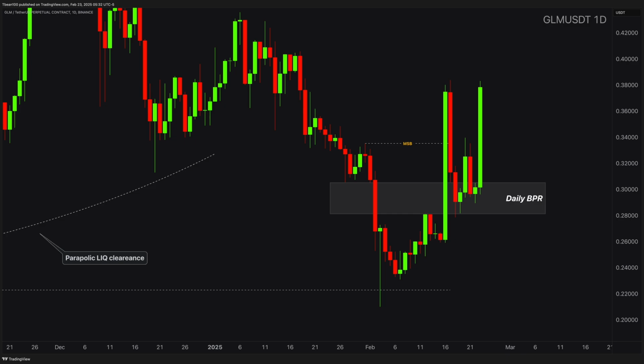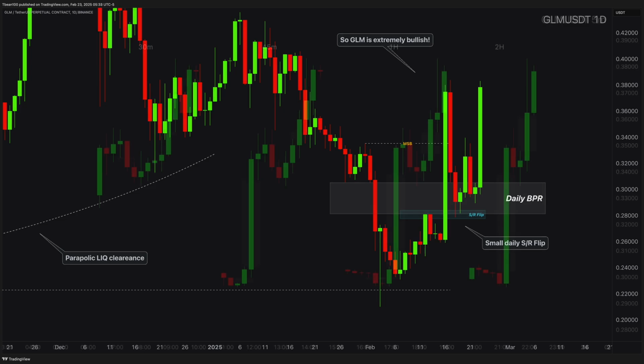All this signifies very bullish price action. Bulls are in general control here. Also notice this very lovely inner support and resistance flip, which is combined with the BPR location. So overall, now we know that GLM looks bullish from the price action standpoint.